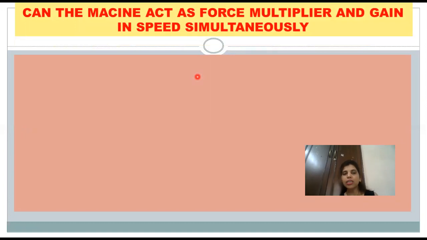Before going to the next term, I want to ask you a question. The question is written on this slide. So can the machine, here it has to be H, children. Please make a note of it. The H is missing over here. It is machine over here. H has to be there.